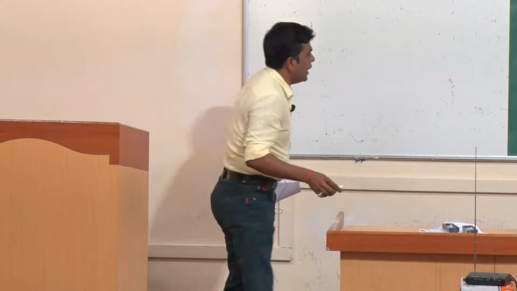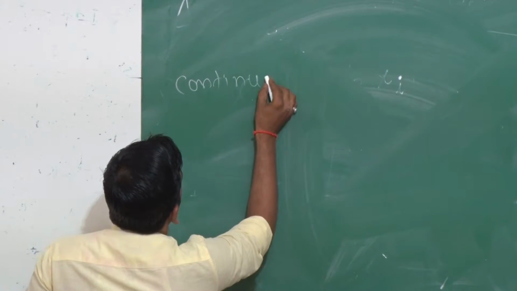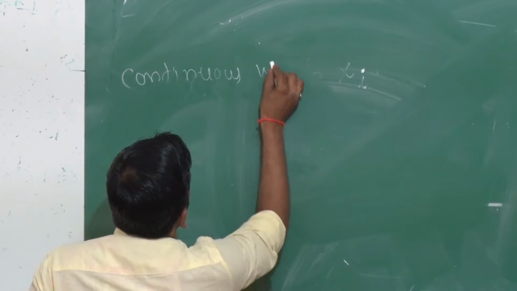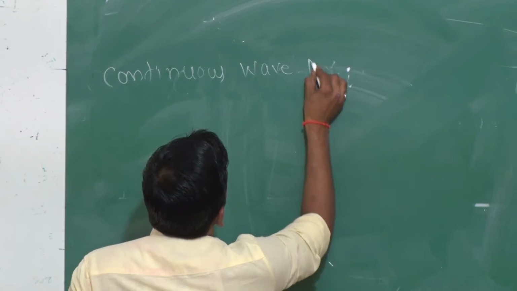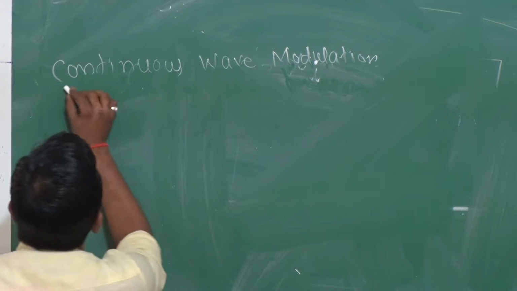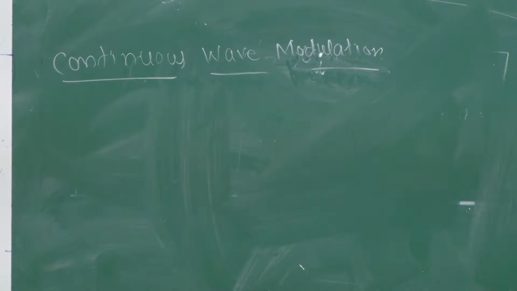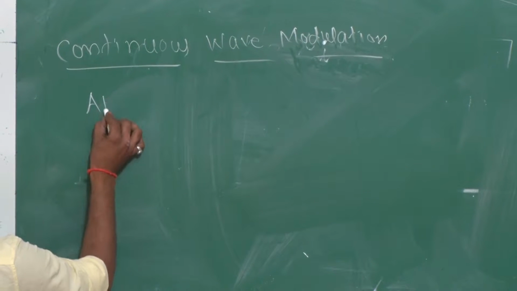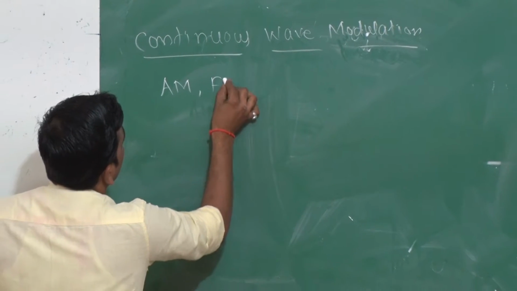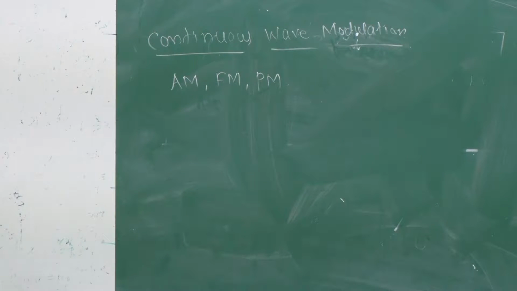In the last lecture we started with continuous wave modulation. In continuous wave modulation, we have to analyze the various modulation schemes AM, FM and PM in the presence of noise.